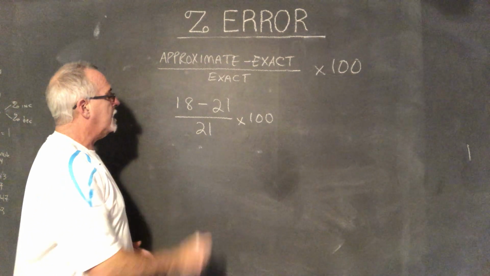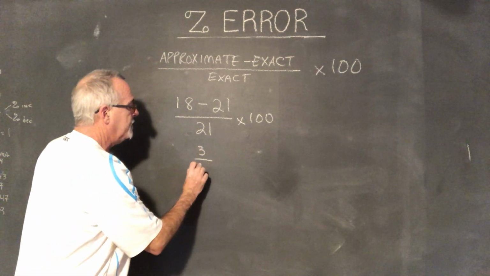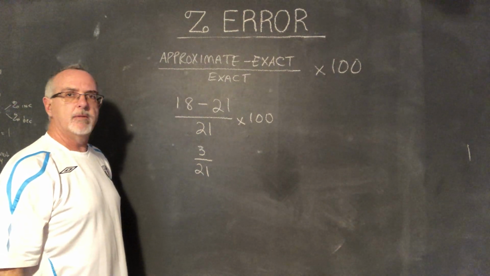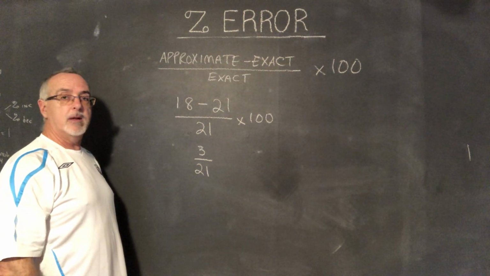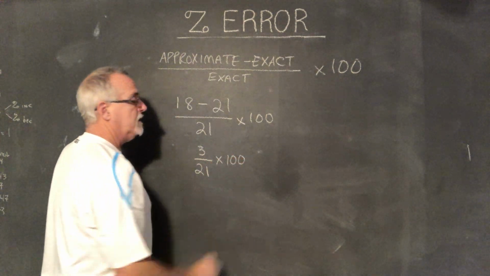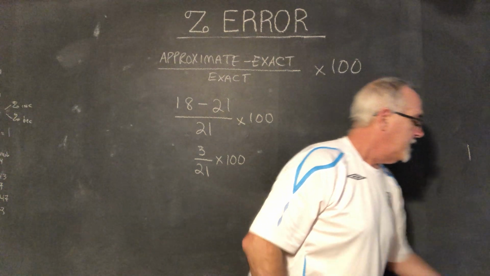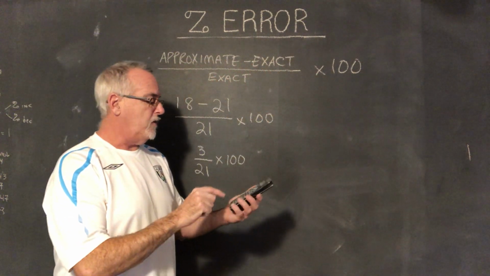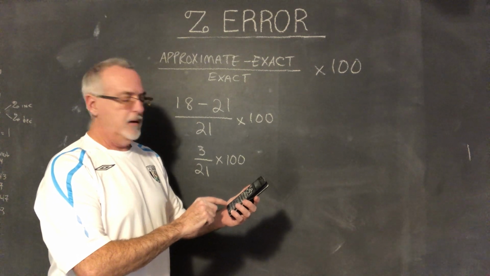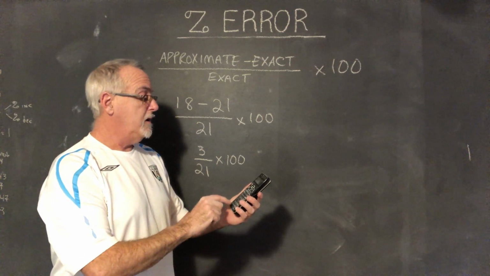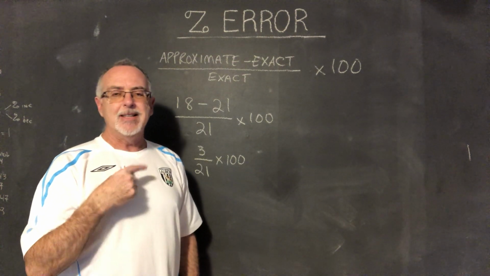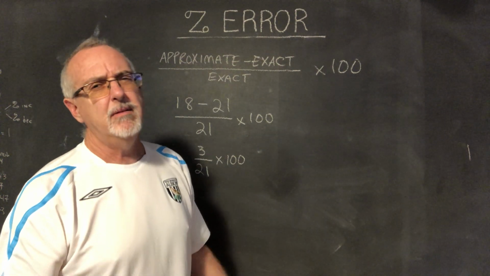18 minus 21 is negative 3. I'm going to call that 3. 3 over 21, oh, that reduces to 1/7, but I don't think I have memorized the decimal that goes with 1/7, and I'm not going to try to do it in my head anyway. Okay, 3 over 21 times 100. So what is 1/7 in decimal form after all? 3 divided by 21, I'm going to guess it's 0.14 something. Equals 0.1428.